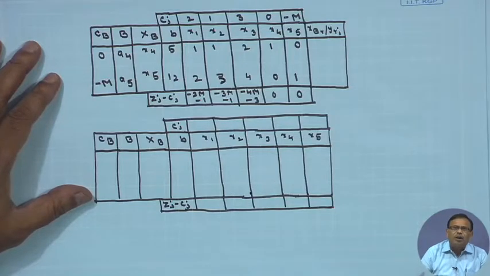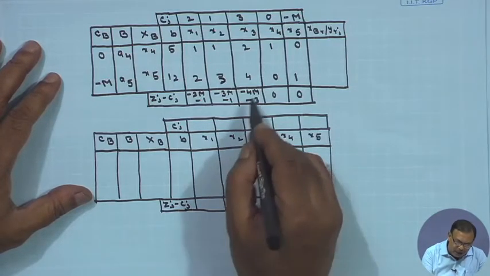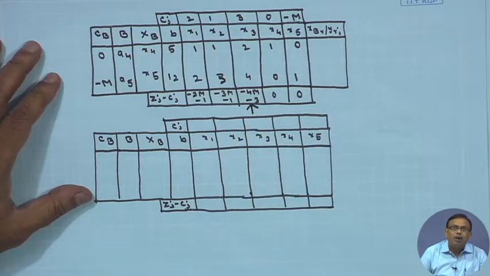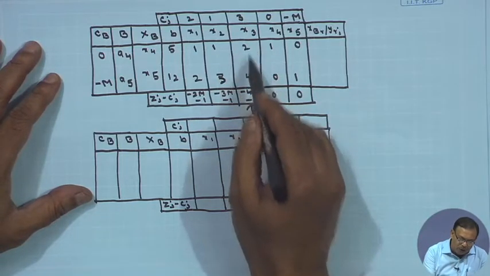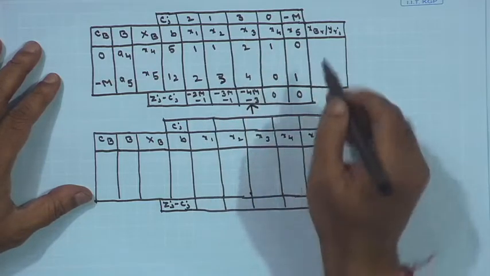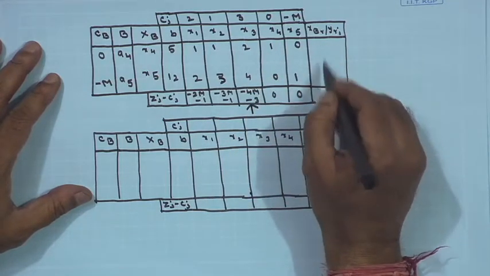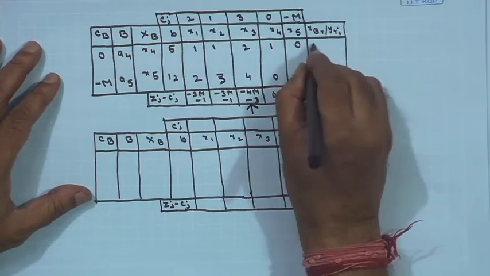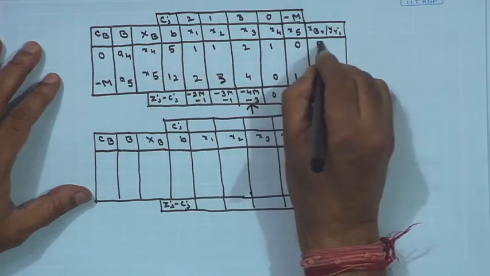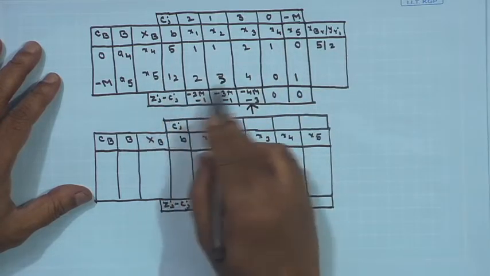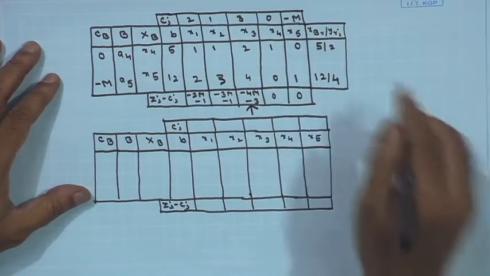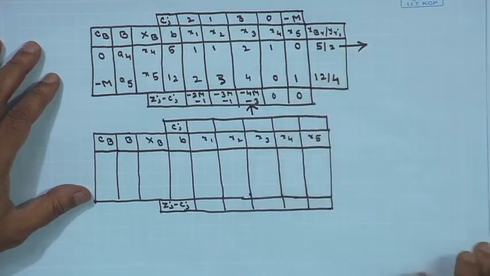So, zj minus cj is less than 0 for some j; the most negative will come at minus 4M. So this will be your entering vector. Please note that the arrow on this side means this is the entering vector, so your x3 will be the entering vector. Now you calculate the ratios, and the minimum of these ratios will give you the departing vector. In this case it is 5 by 2, and for this case it is 12 by 4. So your departing variable will be x4.